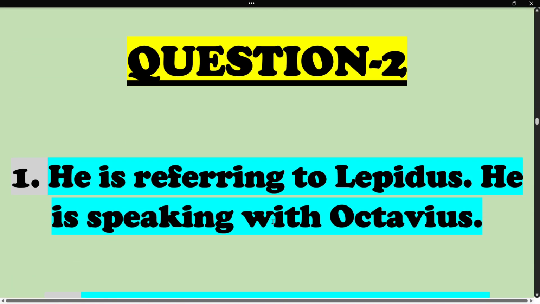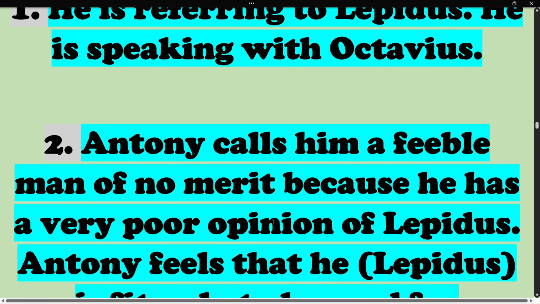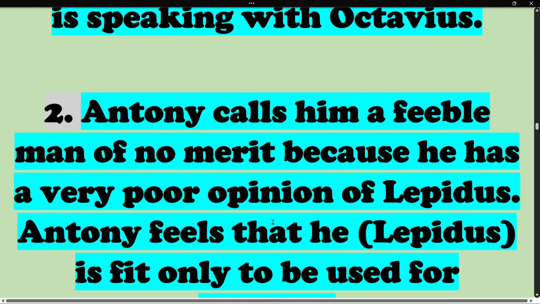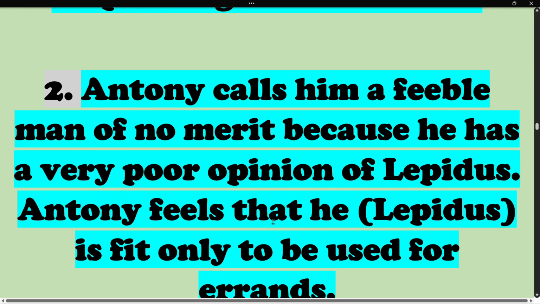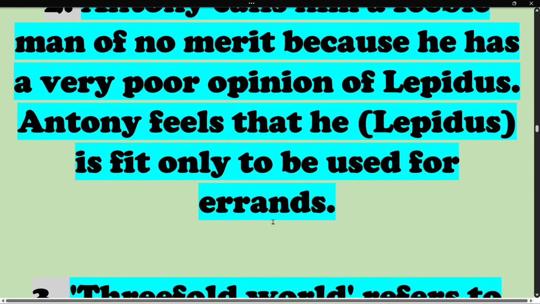Now question number 2, first answer. He is referring to Lepidus. He is speaking with Octavius. Now second one, Antony calls him a feeble man of no merit because he has a very poor opinion of Lepidus. Antony feels that Lepidus is fit only to be used for errands.